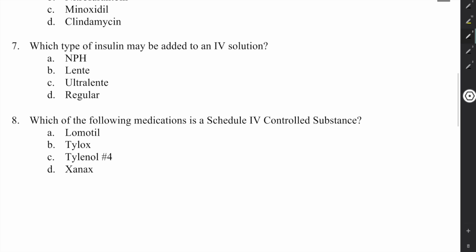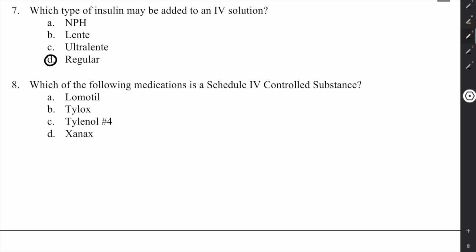Number 7, which type of insulin may be added to an IV solution? A, NPH, B, Lente, C, ultralente, or D, regular? The answer for this one is going to be D, regular. And this can be found, like I said, I'll include it again, on page 116 of the manual.